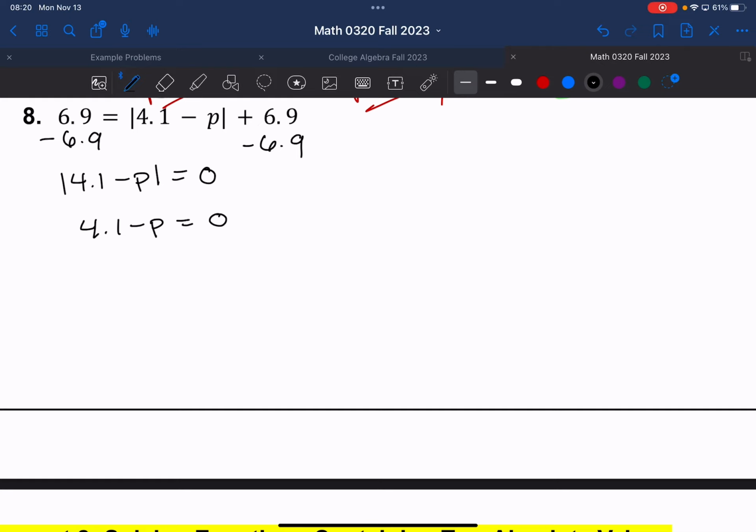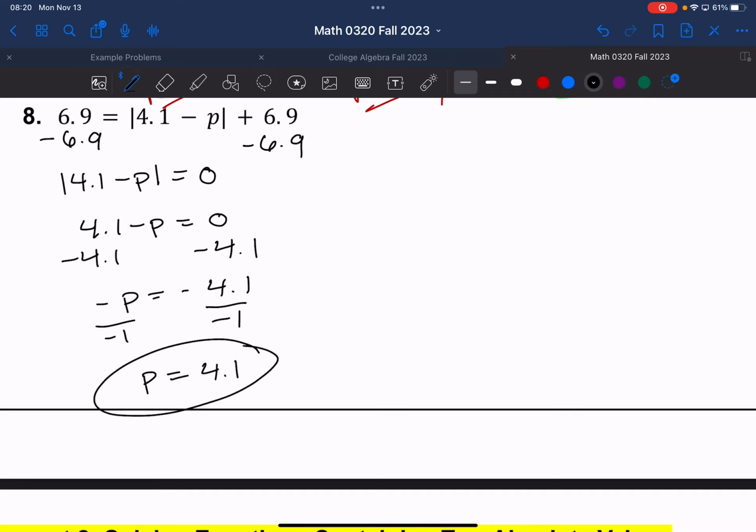Now I need to get P by itself, so I'm going to subtract 4.1. And I get negative P is equal to negative 4.1. And then divide both sides by negative 1. I get P is equal to 4.1. Once I find my answer, what do? Plug it back in. So I have 6.9 equals the absolute value of 4.1 minus 4.1 plus 6.9.